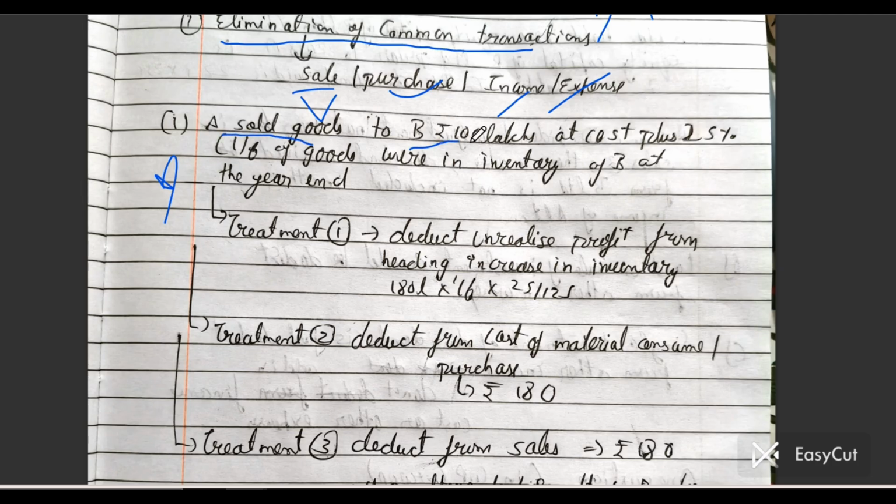So in the first case, what type of adjustment will you see in your exam? A sold goods to B at rupees 100 lakh. This is sales of A, and it is 100 lakh, B's purchase. So this will be the purchases of B at cost plus 25%. It means at 125%. It means there is 25% of unrealized profit. One-sixth of the goods were in inventory of B at the year end. So in closing inventory there is some unrealized profit part.